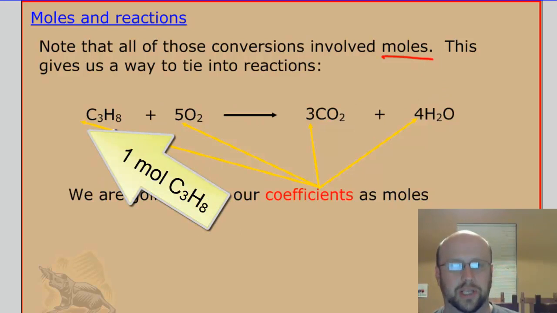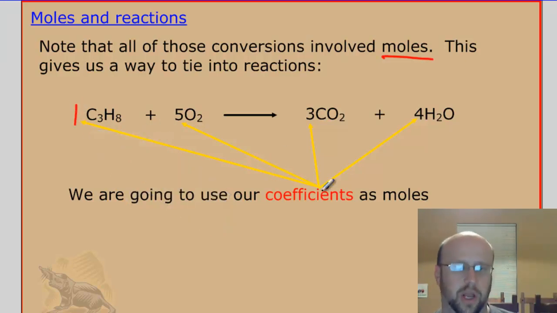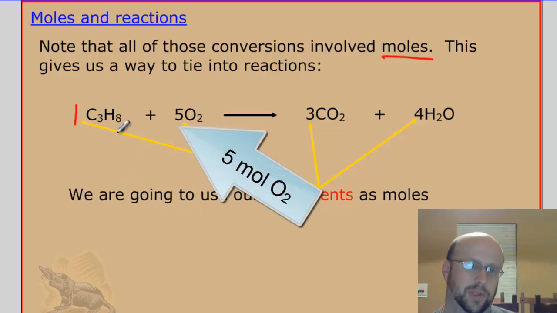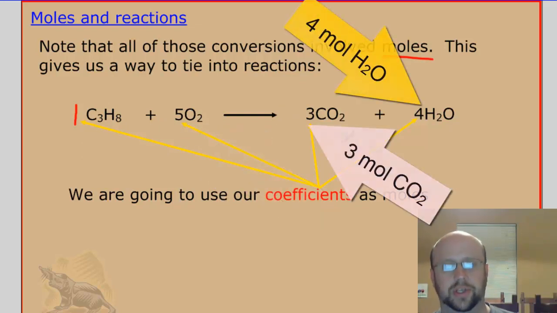What we're going to do is take all of our coefficients, and remember, if there is no coefficient, the coefficient is a 1, and those are going to be moles. So what this problem would say is that 1 mole of propane plus 5 moles of oxygen yields or produces 3 moles of CO2 and 4 moles of water.